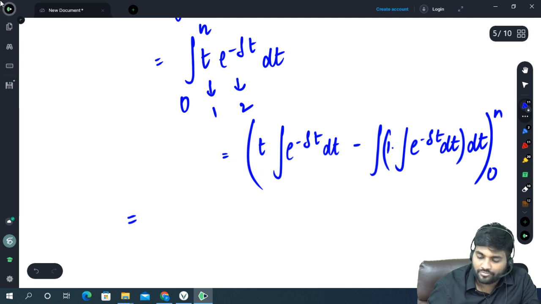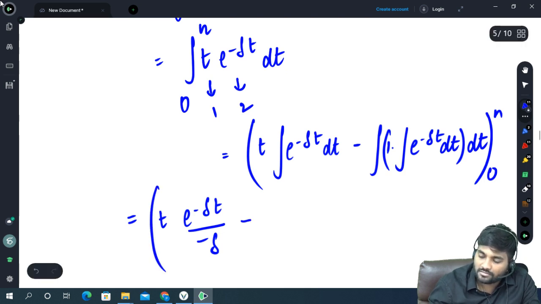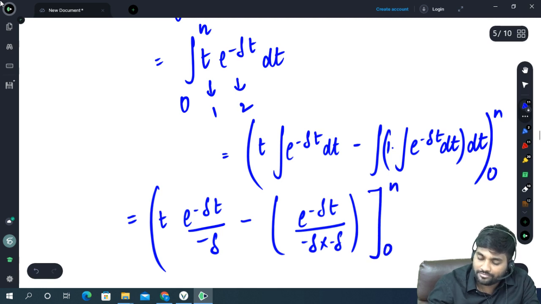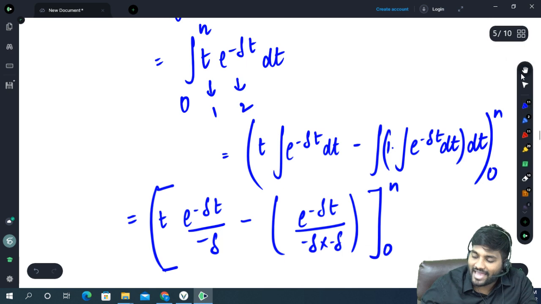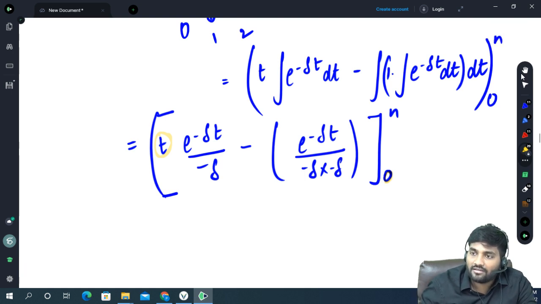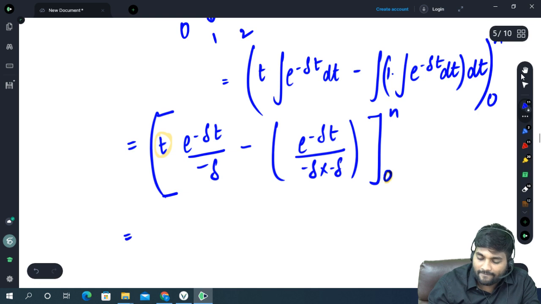So it will be t e to the power minus delta t by minus delta, minus e to the power minus delta t by minus delta into minus delta, from 0 to n. Now as I say, put like that only. Put 0 here. If we put 0 here, then this whole term will become 0. So first we are putting n.